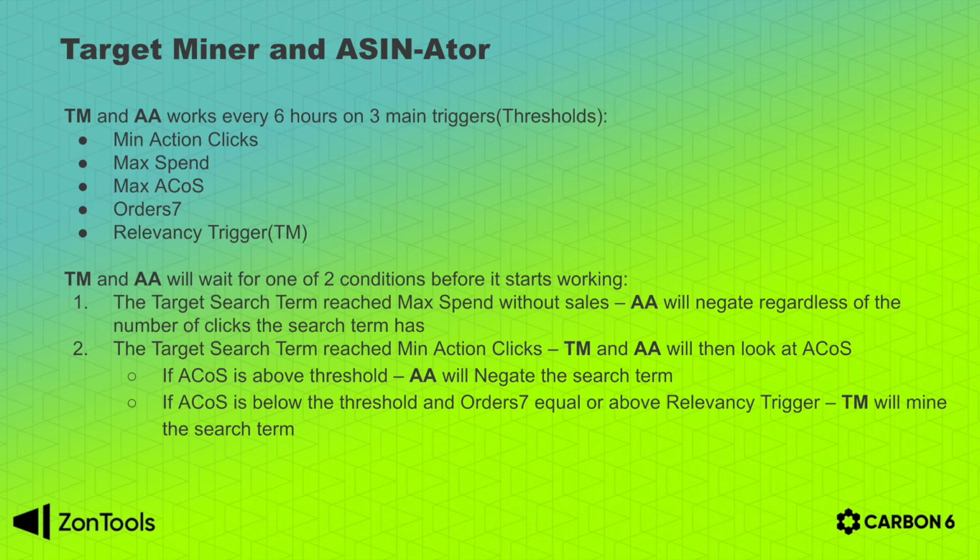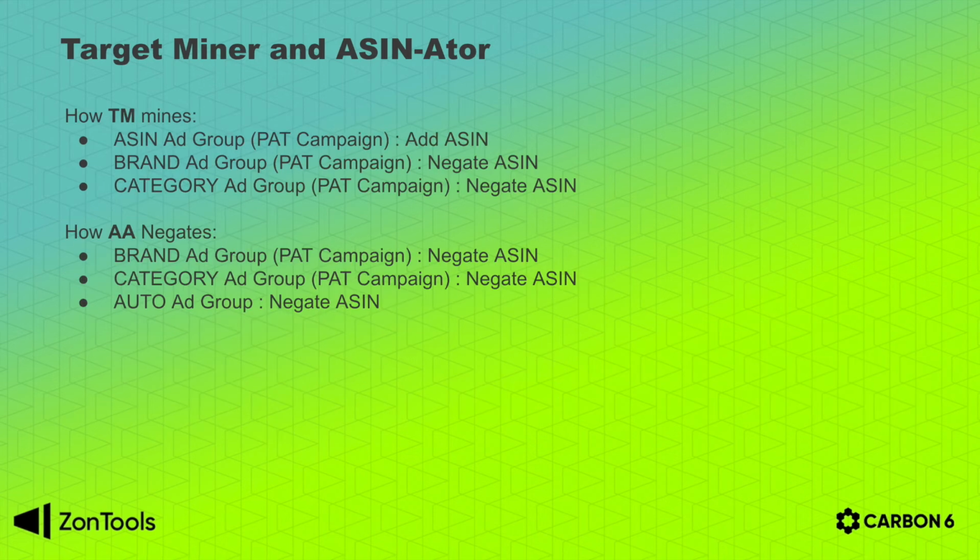Target miner and Asonator will wait for one of the two conditions before it starts working. If the target search term reached the max keyword spend and without sales, Asonator will negate the search term regardless of the number of clicks the search term has. Now if the target search term reached the minimum action clicks, target miner and Asonator will look at the target ACOS. If ACOS is above threshold, then Asonator will negate the search term. If ACOS is below the threshold and order 7 is equal or above relevancy sales set on your PGN, target miner will mine the search term.